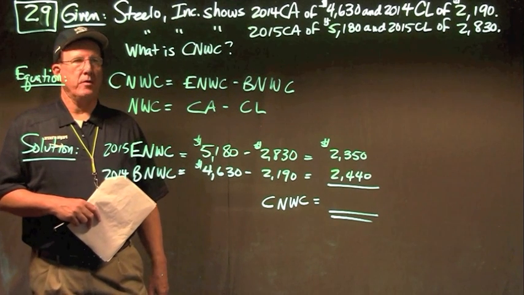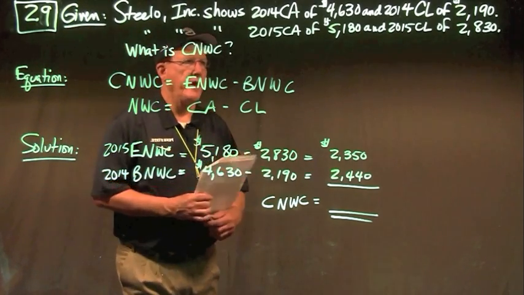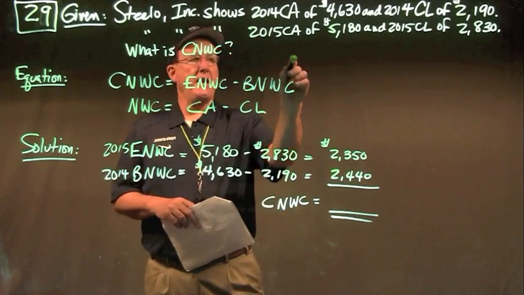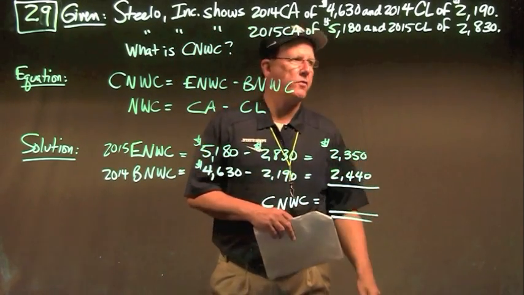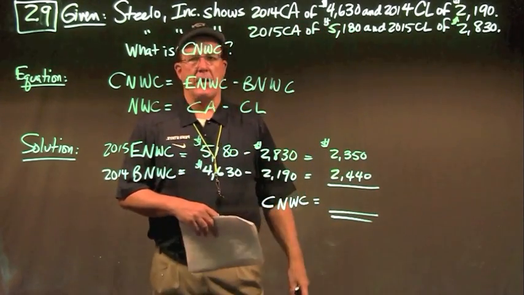In problem number 9, we're given that Stilo Inc. has 2014 current assets of 4630 and 2014 current liabilities of 2190. In 2015, they had current assets of 5180 and current liabilities of 2830. Question, what is their change in net working capital?